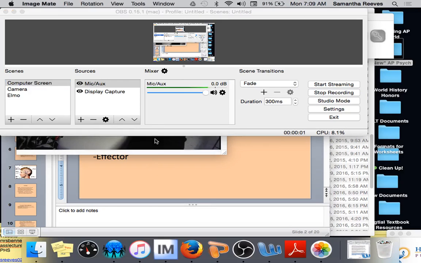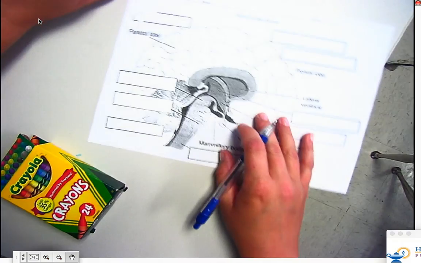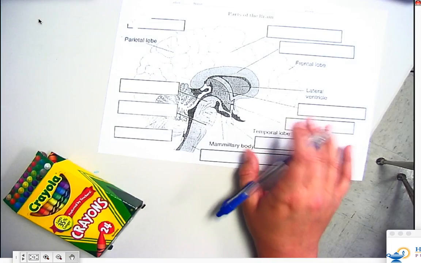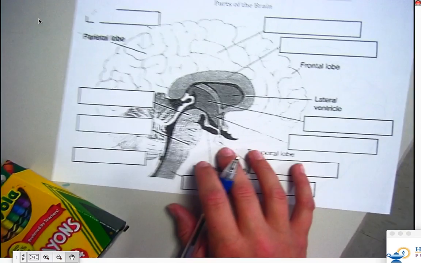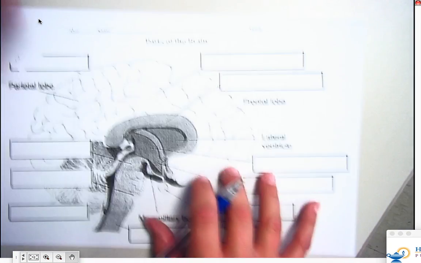All right, guys, so we are going to do the front of your brain. We're going to label all the different parts. Every year there's always an anatomy question where they point to something and ask you for more information. So we're going to start here.